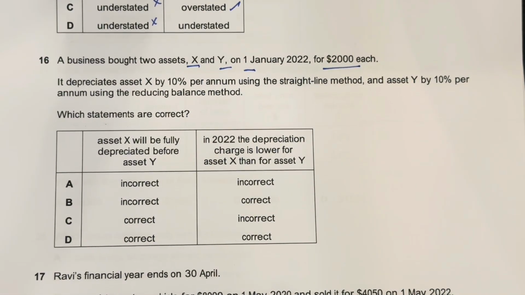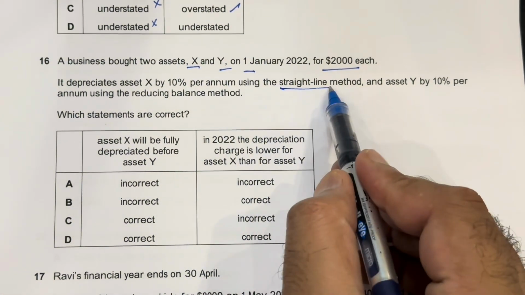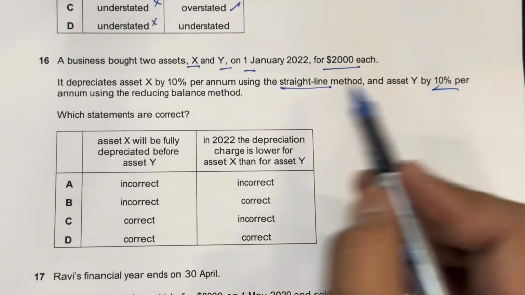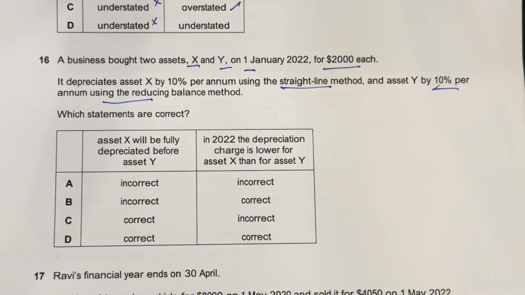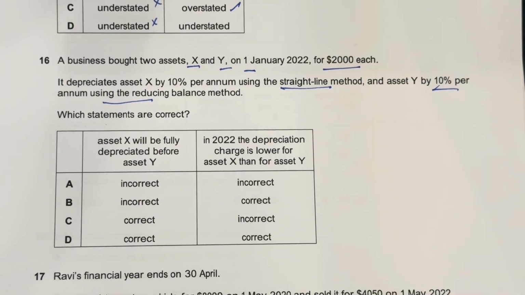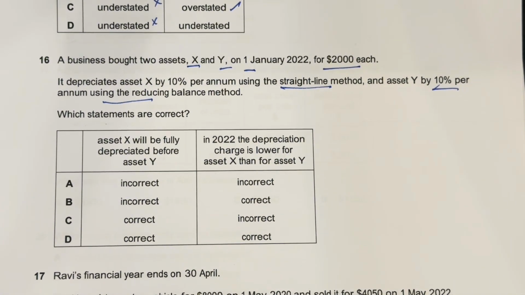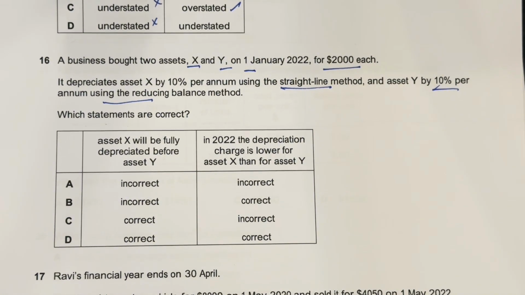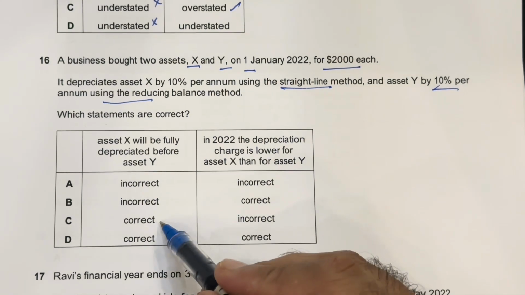It depreciates asset X at 10% per annum using the straight line method and asset Y by 10% by the reducing balance method. Okay, one asset is calculated on the straight line method and the other asset by the reducing balance method, but both are calculated at 10%. Asset X will be depreciated before asset Y. Yes, this is the right option.